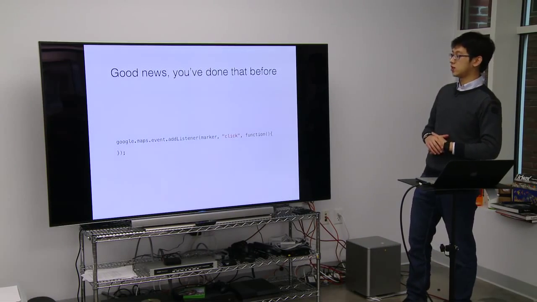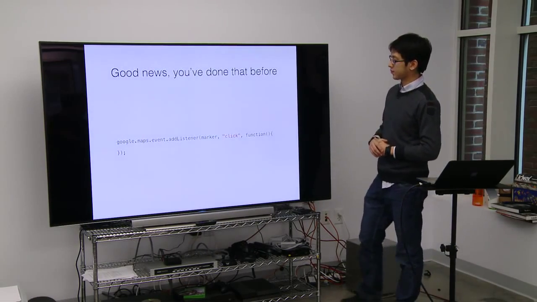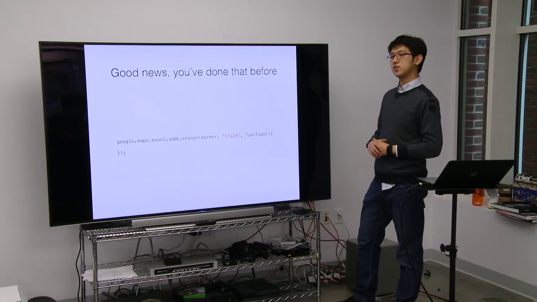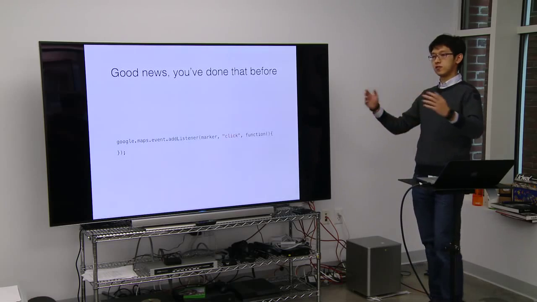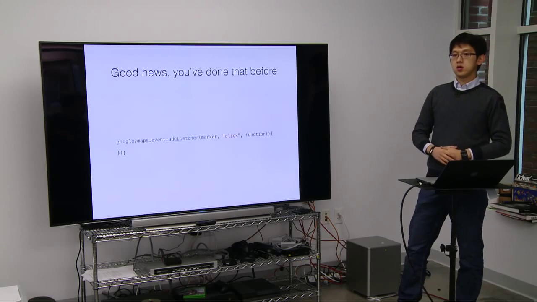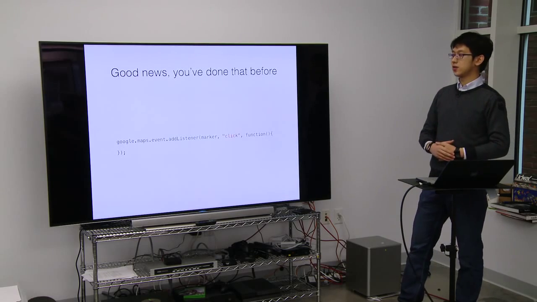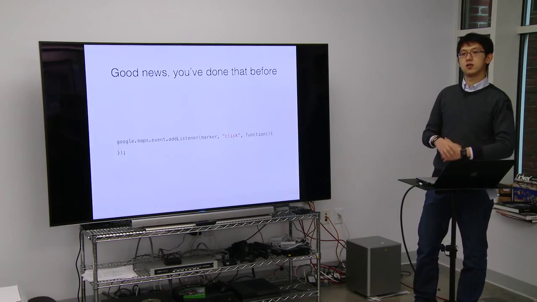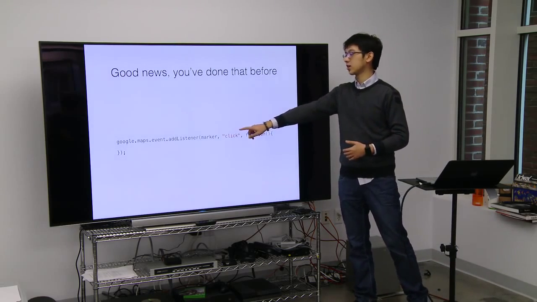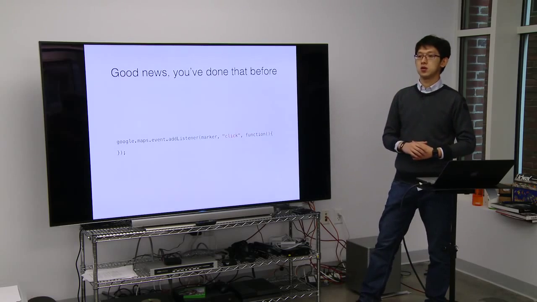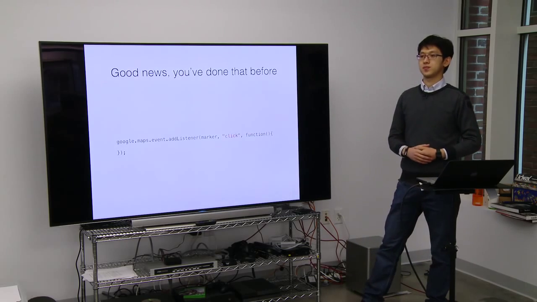This is one of the lines you probably already wrote in the last problem set of CS50: Google Maps event addListener, click function. By calling this line, you are essentially telling the computer that whenever the event called click happens on the marker, use that function.